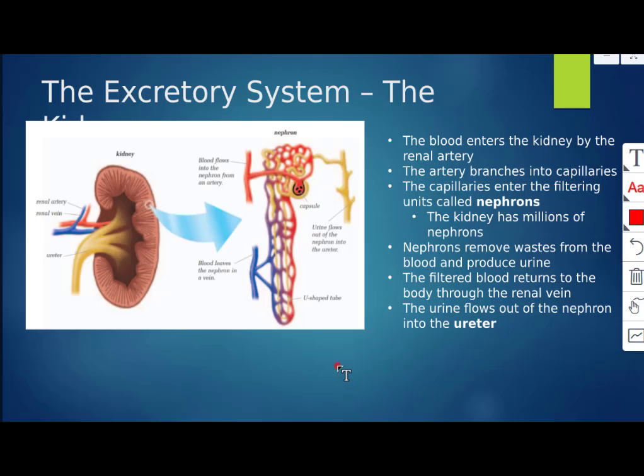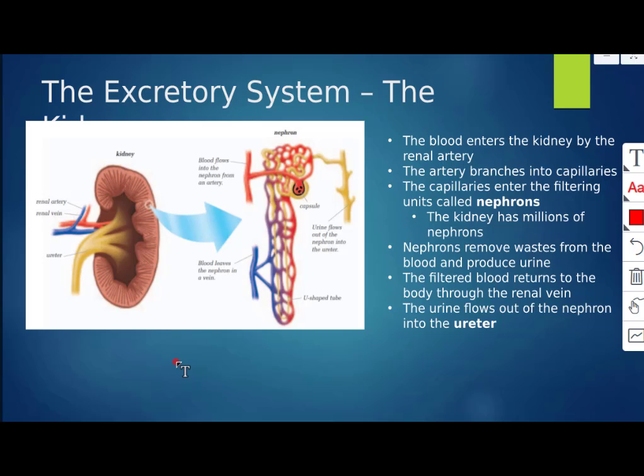All right, so this diagram is showing the kidney cross-section. We've taken one kidney, sliced it in half, and we can see the inside of the kidney. Blood enters the kidney by this red renal artery. It's going to branch off into capillaries. They're going to enter this structure inside the kidney called a nephron. There's millions and millions of these nephrons throughout the kidney. If you look through this area here of the kidney, it's got millions of nephrons. Basically, their function is to remove the waste from the blood and produce the urine.